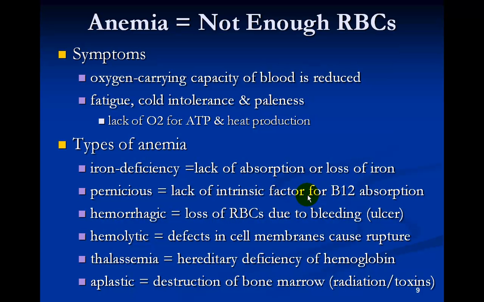Pernicious anemia is a lack of an intrinsic factor, that's one factor inside your body that helps with B12 absorption and vitamin B12. And what happens here is that the iron in the red blood cells cannot absorb enough oxygen. Hemorrhagic would be the loss of red blood cells due to bleeding.